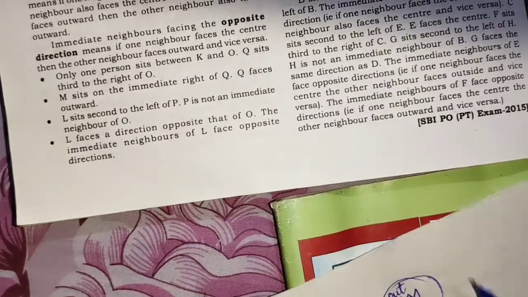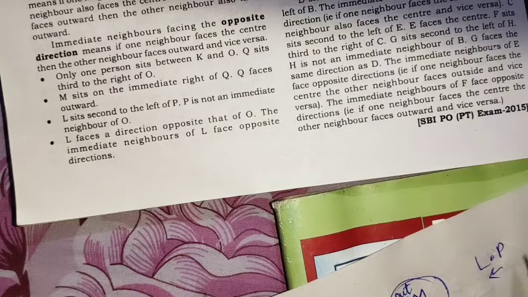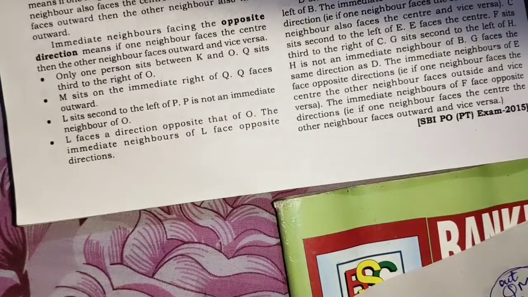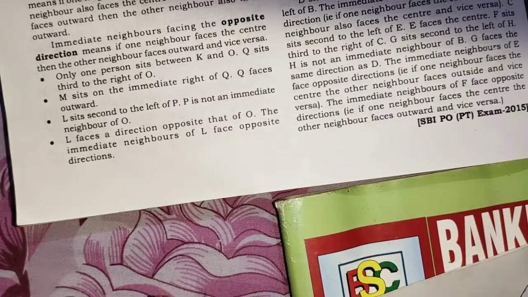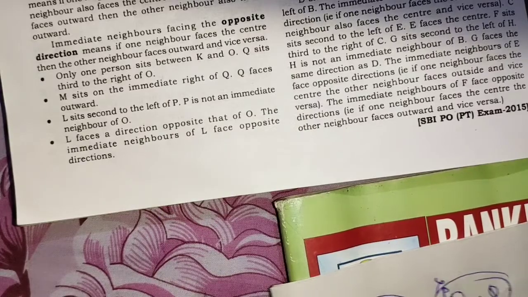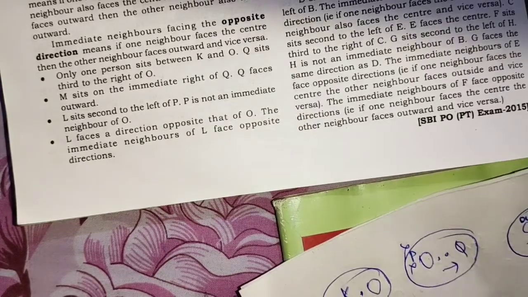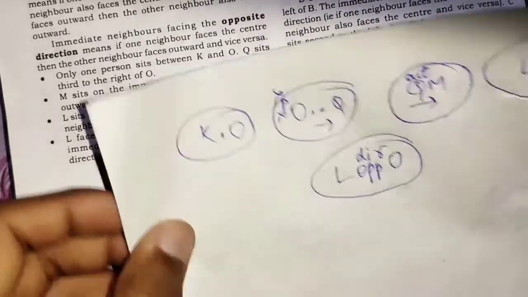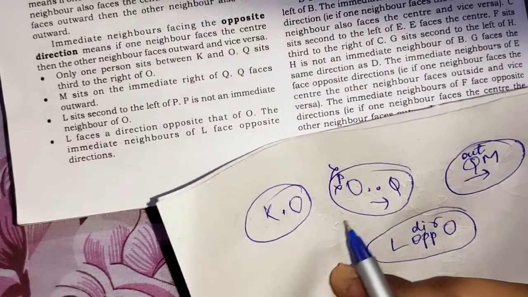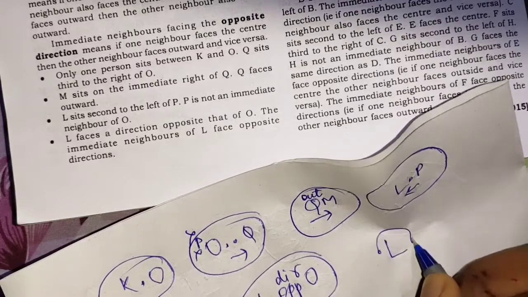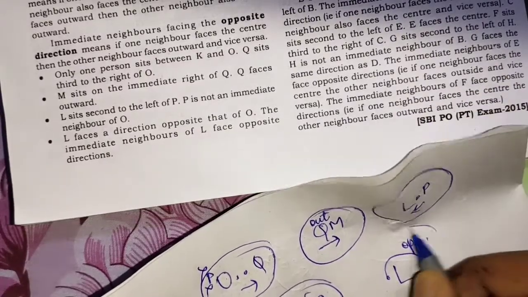L sits second to the left of P. P is not an immediate neighbor of O, so here we will write P and cross it. L faces a direction opposite that of O, so L is opposite to O in direction. The immediate neighbors of L face opposite directions.